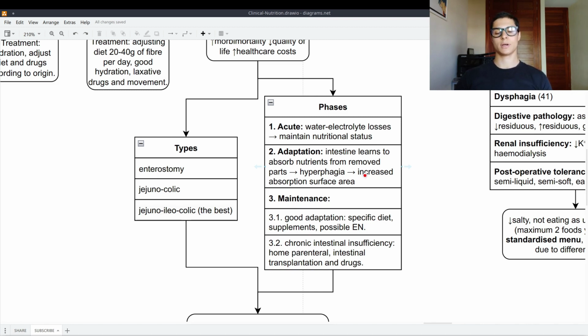Hyperphagia, increased absorption surface area. So basically, when a part of the intestine is cut off and it is rejoined together, the part that's missing will be replaced by another part that mimics the same absorption and digestion mechanisms of the part that has been cut off. So it's wonderful. I mean, the gut is like the second brain.